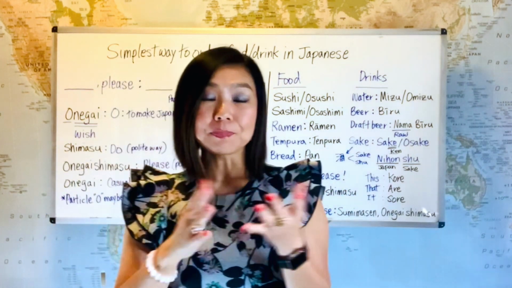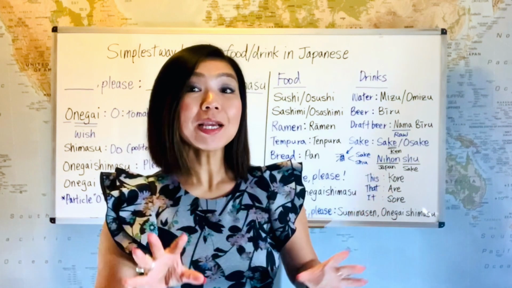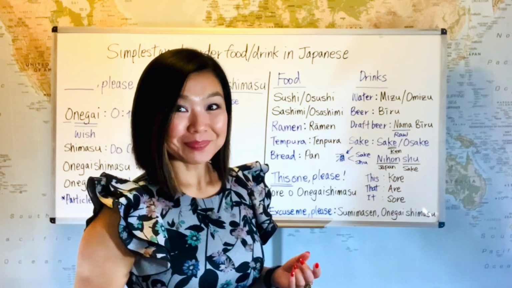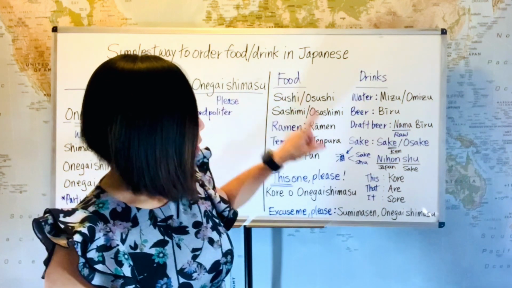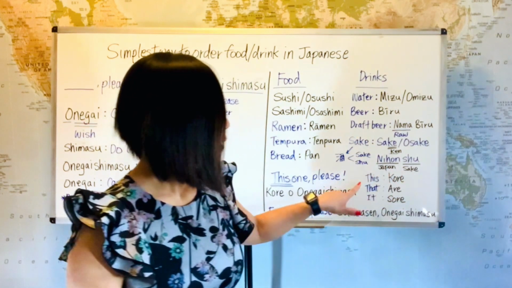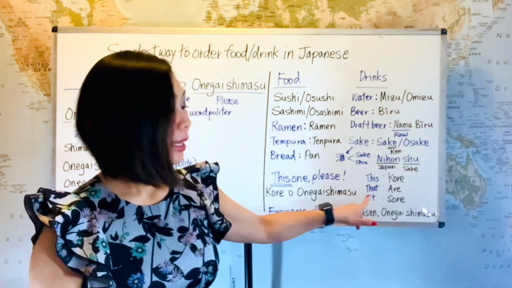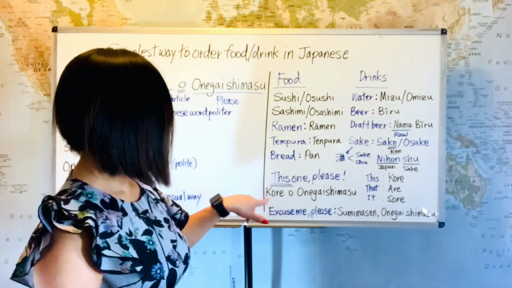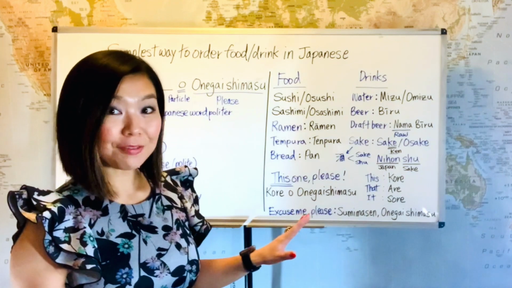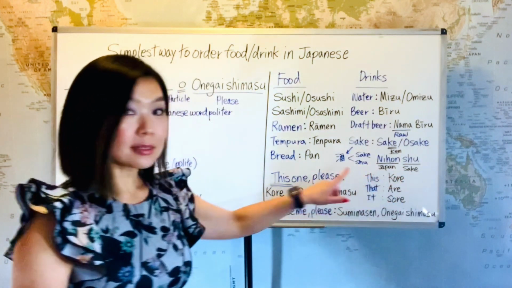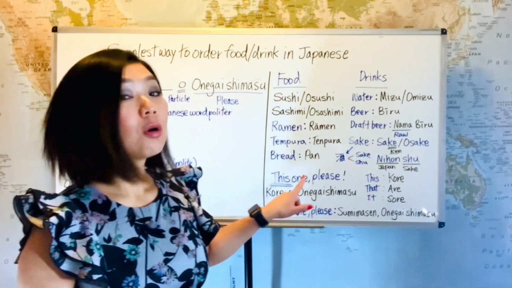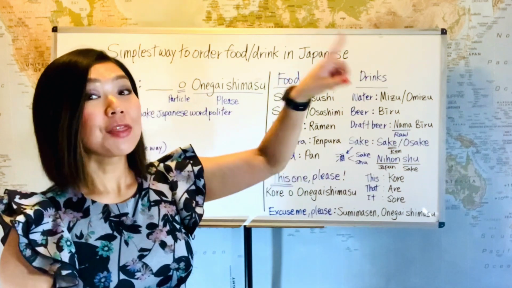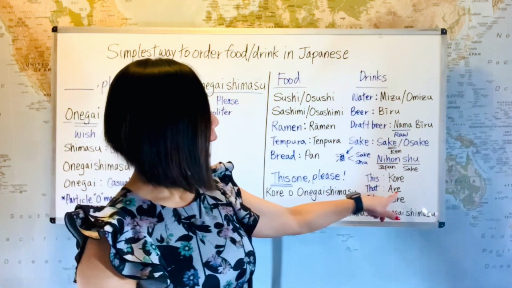So now the last part. Let's say you went to a restaurant, there is a menu and there is a picture. And if you want to point out and say, this one please, can you say it now? Well, let's review first. So this, we say kore, right? That one is are. It is sore, right? So now, just ignore that one and just say this please. That's all you have to say. So, kore is this, right? So you say, kore o onegai shimasu. Kore o onegai shimasu. And if you want to point out that one please, you would just say, are o onegai shimasu.